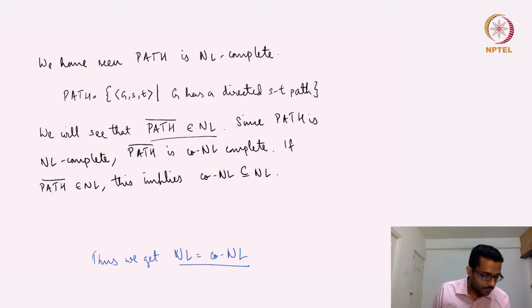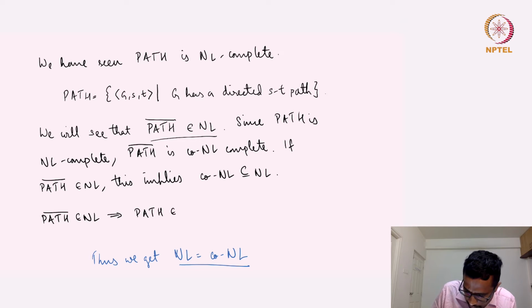We have one direction of the proof, and for the other direction, if path complement is in NL, it also implies that path is in co-NL, because anything that is in NL, its complement is in co-NL. The complement of path complement is simply path, and path is an NL complete language. So if that is in co-NL, anything in NL can be reduced to co-NL, because it is an NL complete language. So anything in NL reduces to path, and that is in turn shown to be in co-NL. So this shows that NL is contained in co-NL.